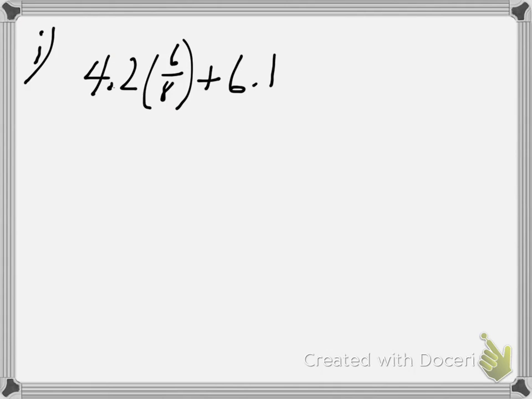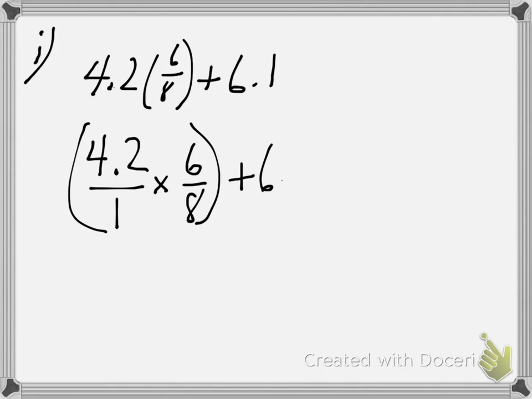If we skip down to I, we can see that we have parentheses, but there's actually nothing we can do inside those parentheses. We could go ahead and divide that and make that into a decimal, or we can simply multiply these two, because when you have parentheses touching a number, it means multiply. So in order to do that, we're going to go ahead and make 4.2 into a fraction by putting it over 1, and we're going to multiply that times 6/8. So we're going to do that first. Now we're going to multiply numerator times numerator.